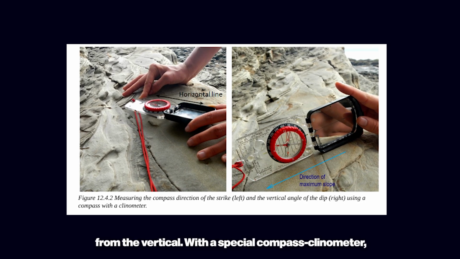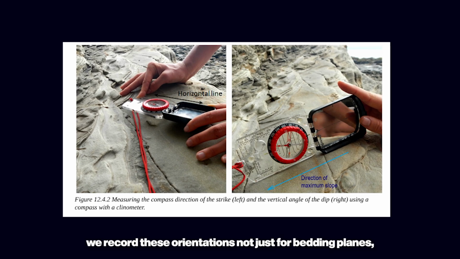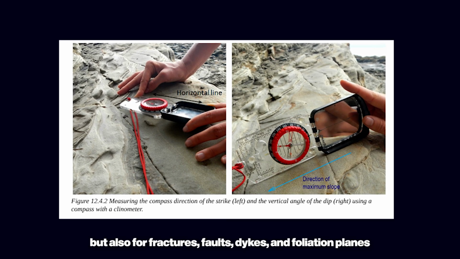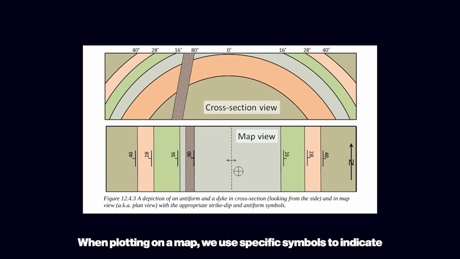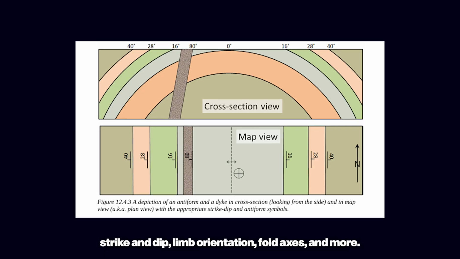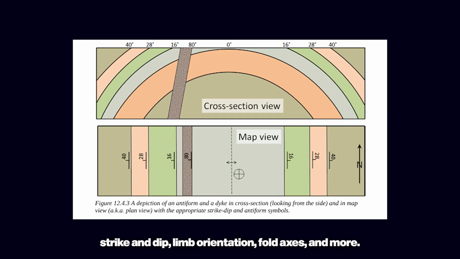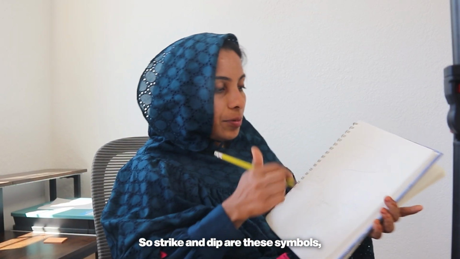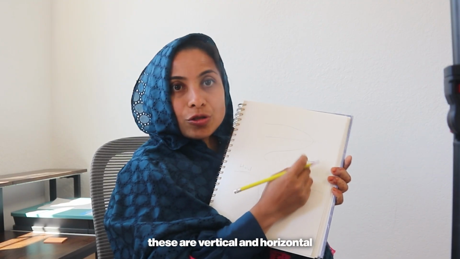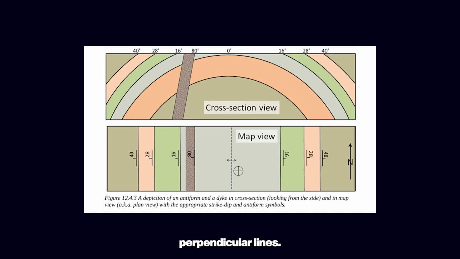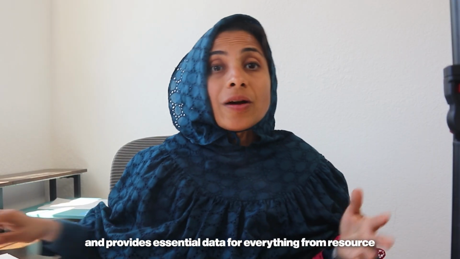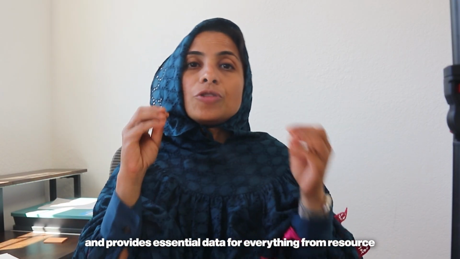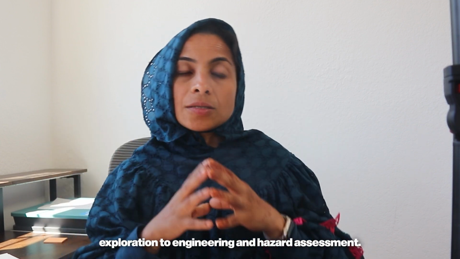With a special compass clinometer, we record these orientations not just for bedding planes but also for fractures, faults, dikes and foliation planes in metamorphic rocks. When plotting on a map, we use specific symbols to include strike and dip, limb orientation, fold axis and more. So strike and dip is this symbol. It's a horizontal line and a vertical perpendicular line. That's just the strike and dip symbol. This mapping helps us reconstruct the structural history of a region and provides essential data for everything from resource exploration to engineering and hazard assessment.